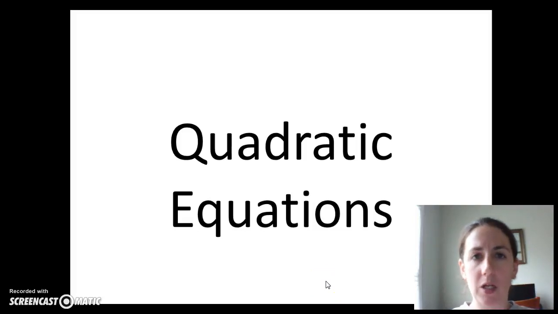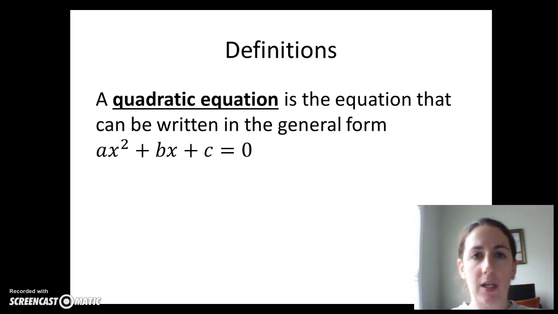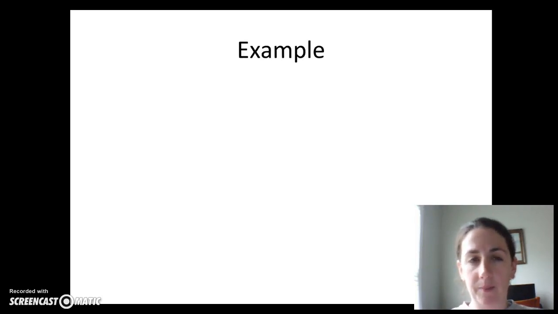Today we're going to talk about quadratic equations. So we'll start with the definition. A quadratic equation is an equation that can be written in the form ax squared plus bx plus c equals 0. Notice there's one x squared term, one x term, and one number term all on one side of the equation and 0 on the other.